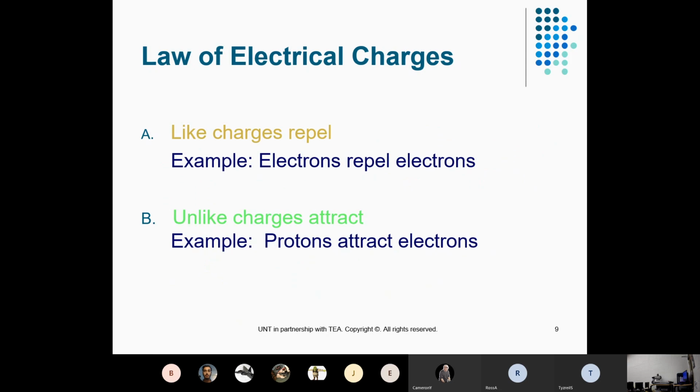All right. Law of electrical charges. This is something you guys need to make sure you know. If it's a like charge, they are going to repel away from each other. If it's a different or an unlike charge, then they are going to attract. So protons are going to attract to electrons and vice versa. But electrons will repel again away from other electrons. And again, that's important for how electronics works. We're going to tie everything together so that you understand how electricity is working.